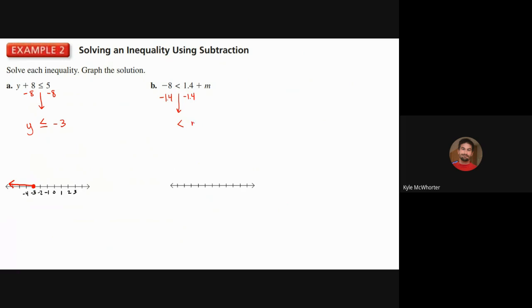So we would have m on the right side, and -8 minus 1.4 would be -9.4. So -9.4 is less than m. That means that m is greater than -9.4.